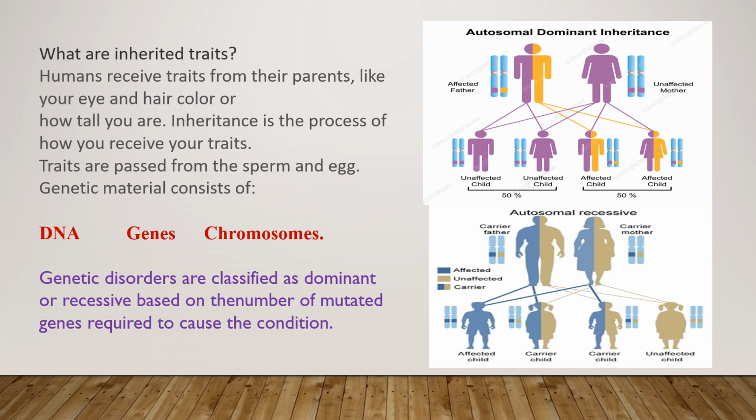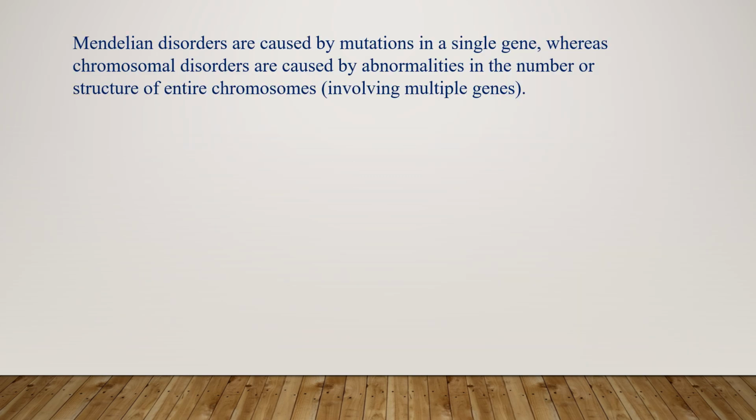Genetic disorders are classified as dominant or recessive based on the number of mutated genes required to cause the condition. In dominant disorders, a mutation in only one copy of a gene can cause the condition. Huntington's disease is an example. In recessive disorders, mutations in both copies of the gene are usually required for the condition to appear. The examples are cystic fibrosis and phenylketonuria.